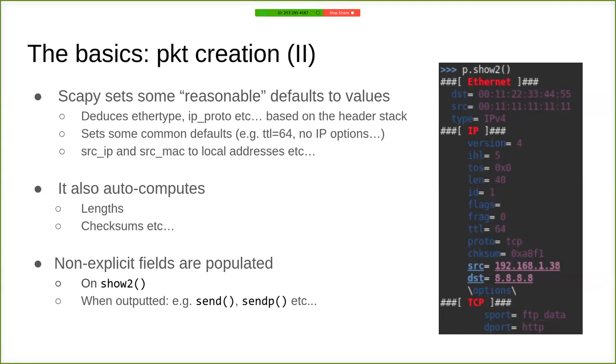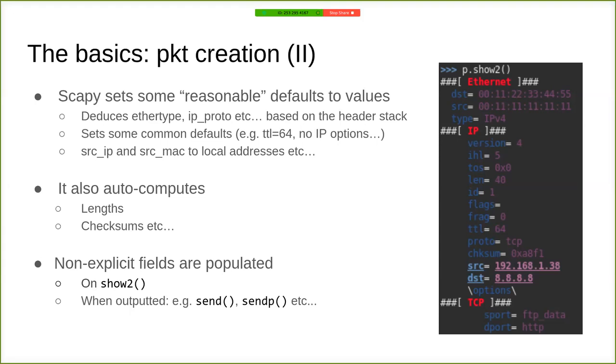And if you're not specifying things like the source IP or the MAC source, then it will try to deduce from your computer what the interface is that it would typically use to get out if you're doing the routing. It also auto computes lengths and checksums, especially checksums. This is very handy. It's very tedious to actually compute that in any program in any language, and it's really error prone, and you don't want to do that.